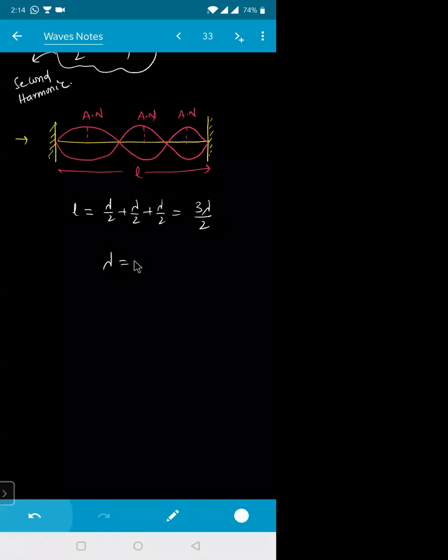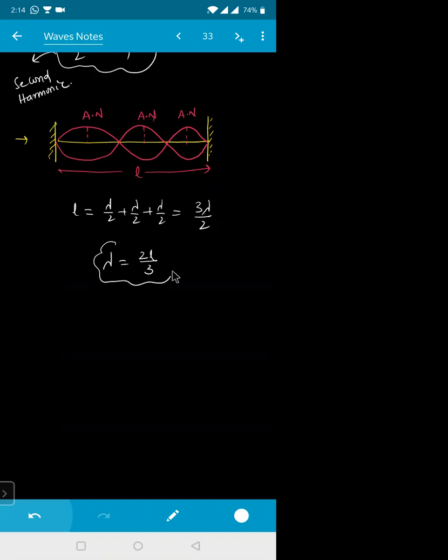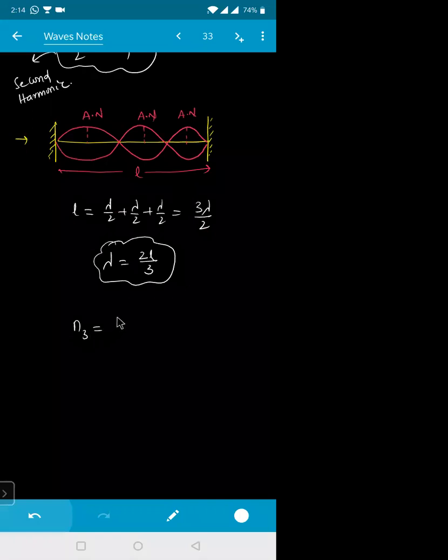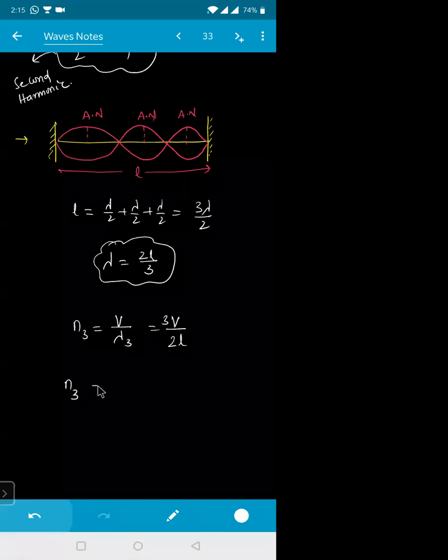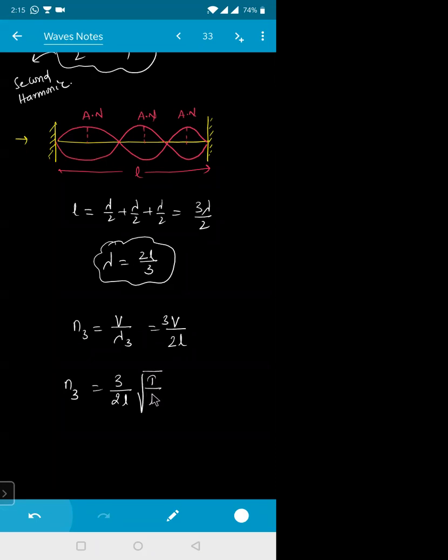That means lambda will become how much for me, beta? 2L divided by 3. Isn't it? So lambda will be equal to 2L divided by 3. So for the frequency, if I'm writing, N3 is equal to V by lambda. That is equal to V by lambda 3, which is 2L divided by 3. That means this is 3V. So N3 will be equal to 3 by 2L. V is equal to under root of T by mu. Isn't it? So now this value can be written as what, beta? N1. So N3 will be equal to 3 times N1. So N3 is known as what, beta? Third harmonic.